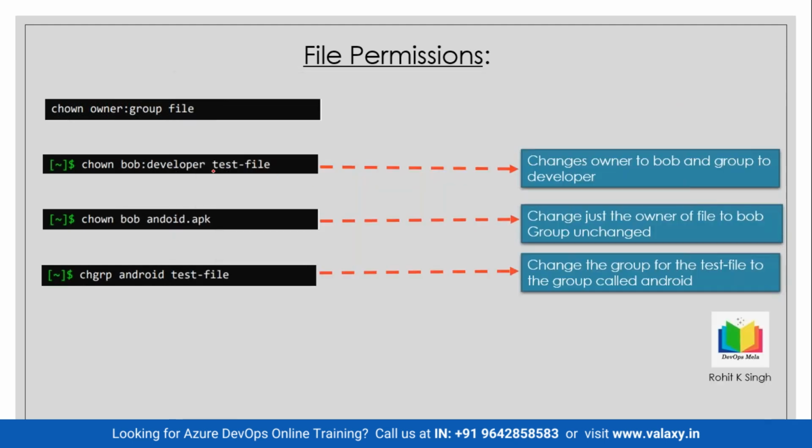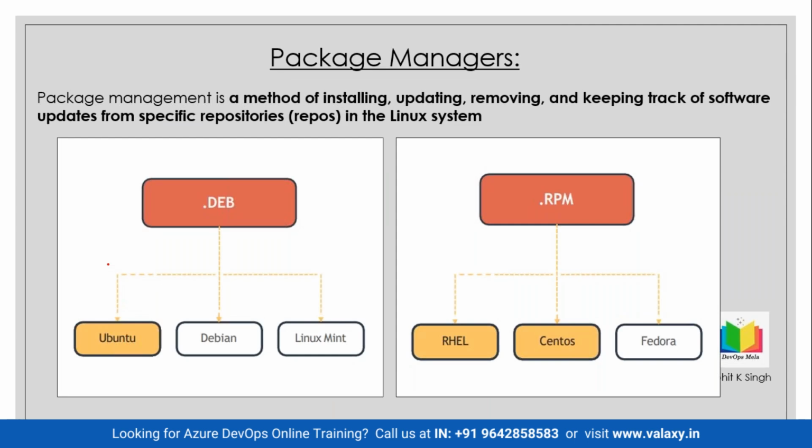Okay, thank you. So chown is basically changing the ownership. If you want to change the user and group, use chown, and if you want to change just the group, then chgrp. Now this is very important: package manager. Package management plays a very important role in DevOps because most of the time you will be using packages. Basically, you will be setting up DevOps tools on Linux.